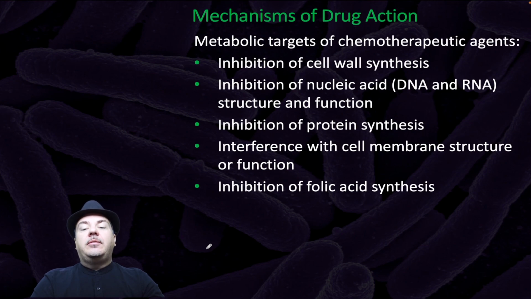Metabolic targets of chemotherapeutic agents include inhibition of cell wall synthesis, inhibition of nucleic acid, DNA, and RNA structure and function, inhibition of protein synthesis, interference with cell membrane structure or function, and inhibition of folic acid synthesis.